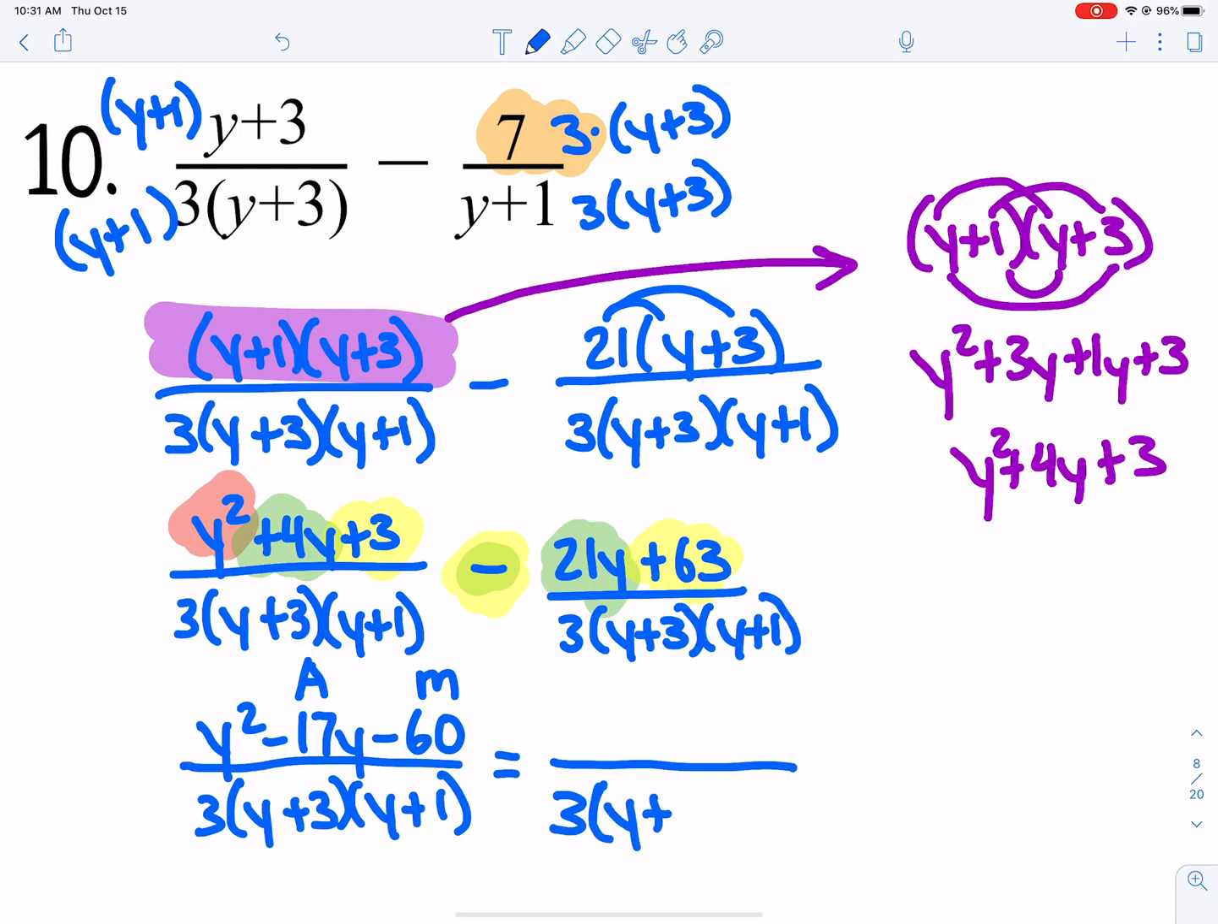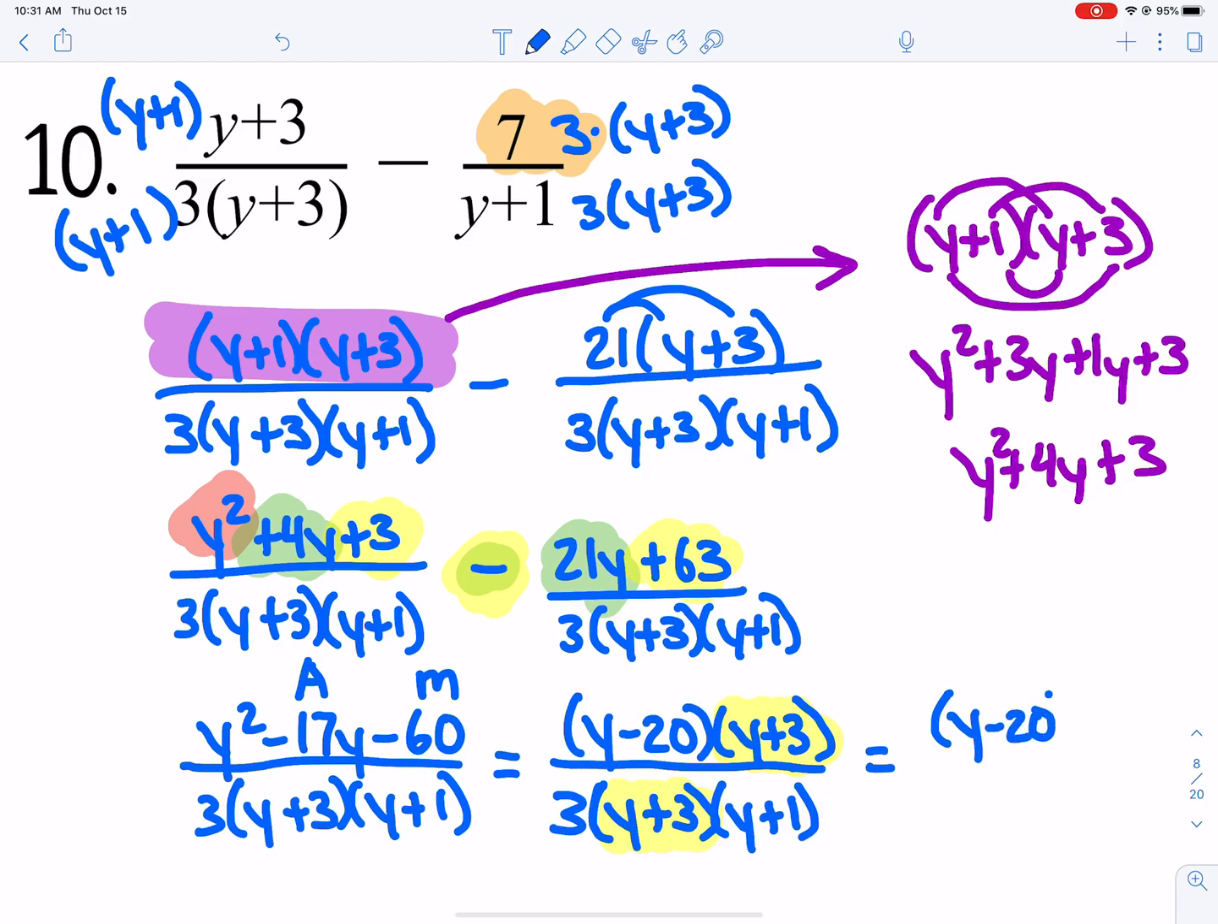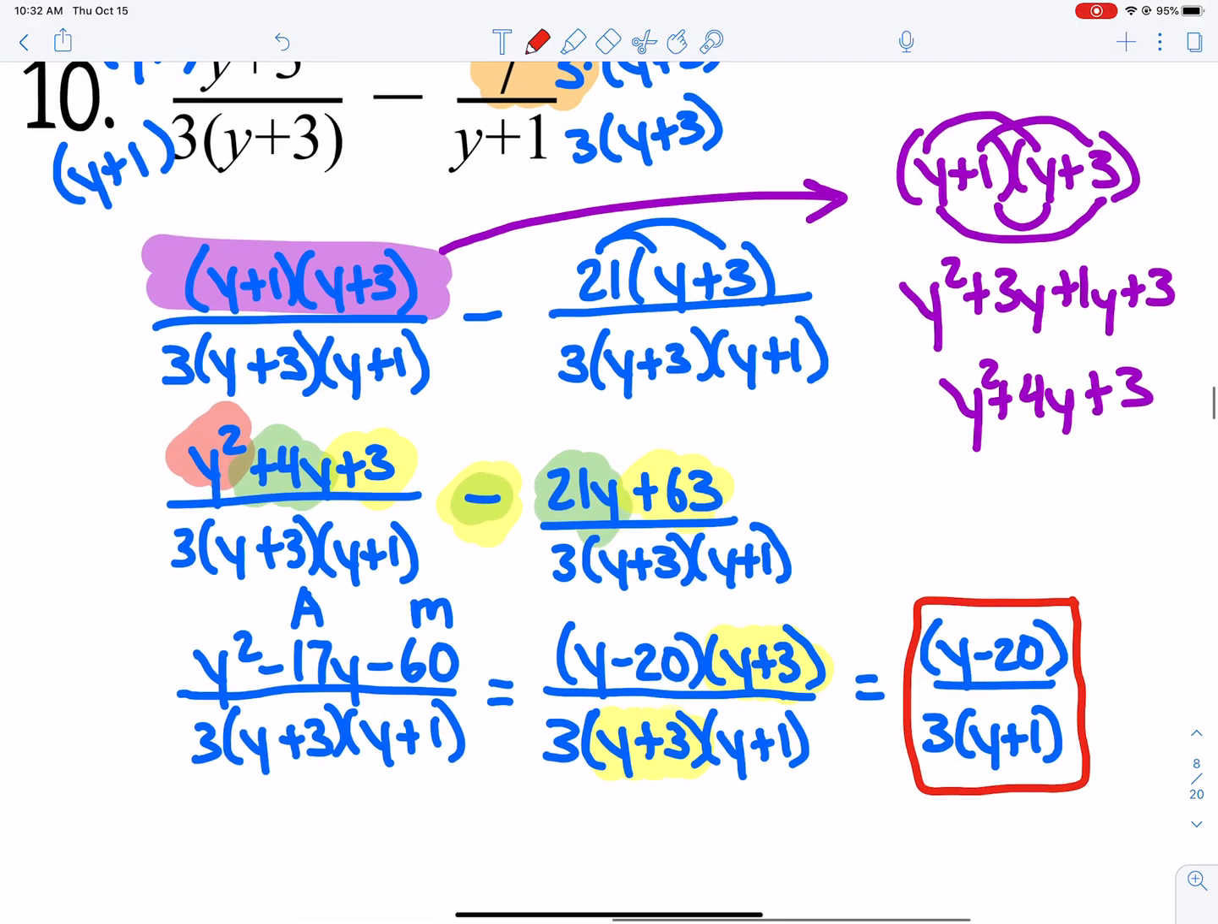So I'm just going to bring the denominator over again and think about multiply to get negative 60, add up to negative 17. So that would be y minus 20, y plus 3. And then I notice that I do have a common factor of y plus 3 in the numerator and in the denominator. So I'm able to reduce this to y minus 20 as my numerator, and 3 times y plus 1 is the denominator. And you do want to simplify if you can, so that's the best simplified form of the answer.